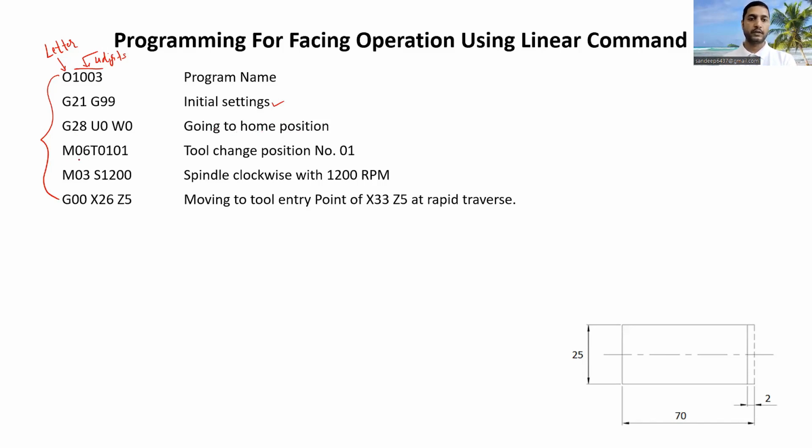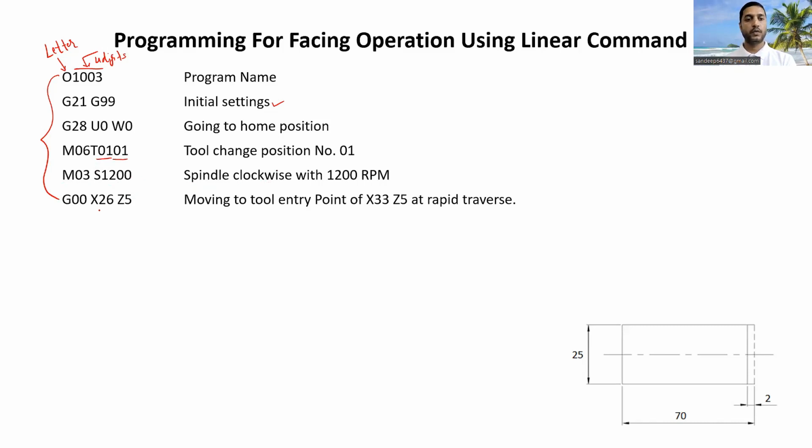Then we have M06, which is a machining code for tool change. T is the tool function. After T, the first 2 digits represent the tool number, and the remaining 2 digits represent the tool length offset. Then we have M03, which is once again a machining code, for spindle rotation in clockwise direction. S is the spindle function, and 1200 is the RPM. So the meaning of this block is that we are rotating the spindle in a clockwise direction with 1200 RPM.